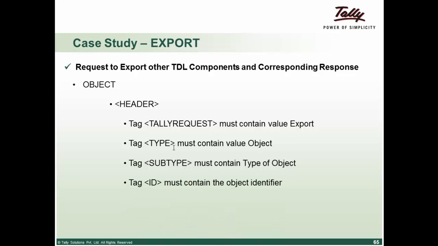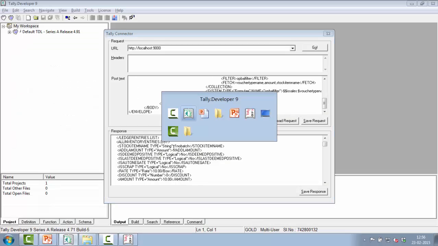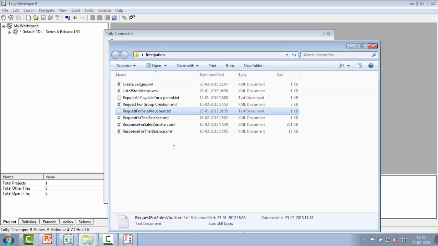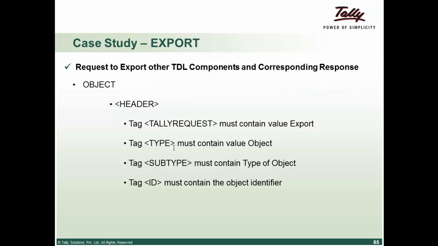And then provide the identifier. So what we can do is we can have the requesters that we have, and you can provide the object as type as object, subtype as ledger, and at the ID you can provide the name of the ledger, and then call for whatever values you require.